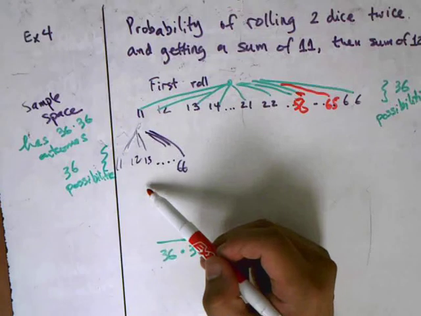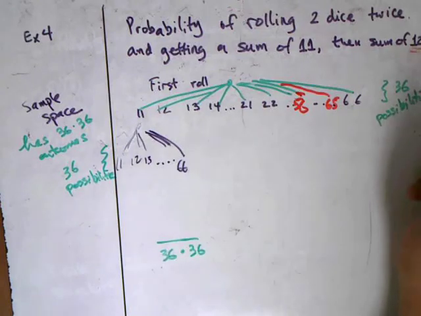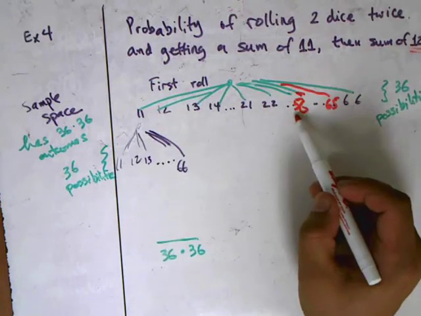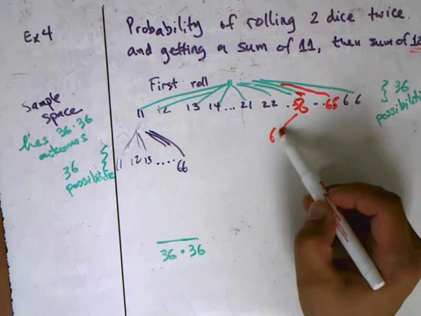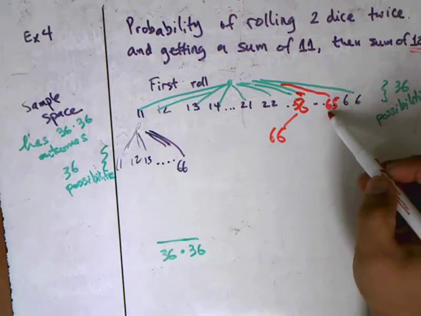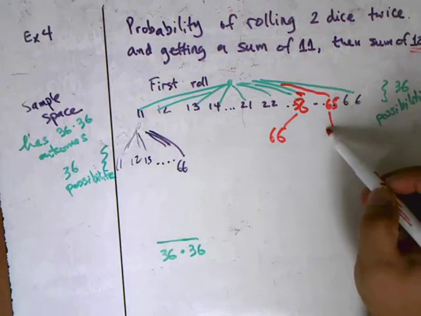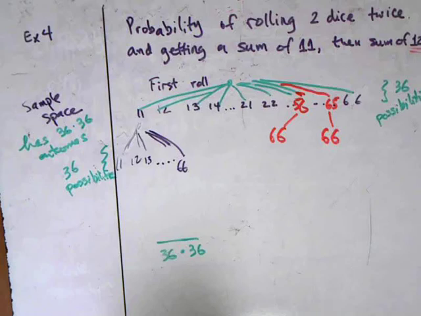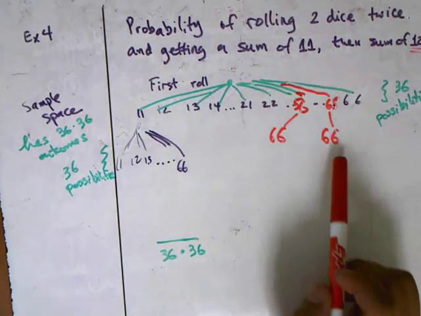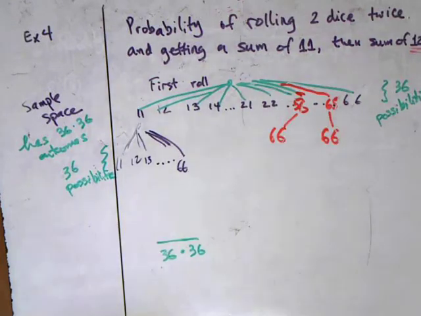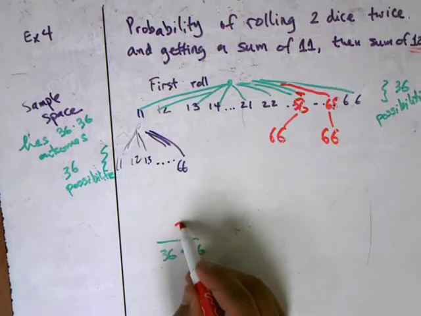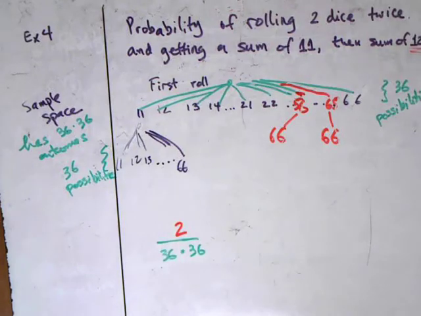And then to satisfy the second requirement of getting a sum of 12, you have to hit a 6 and a 6 on the second roll. So a 5 and a 6 or a 6 and a 5 on the first roll, and a 6 and a 6 on the second roll. So altogether, there are 2 different branches that get you to this point. Okay. And both of those deliver a result of an 11 followed by a 12.